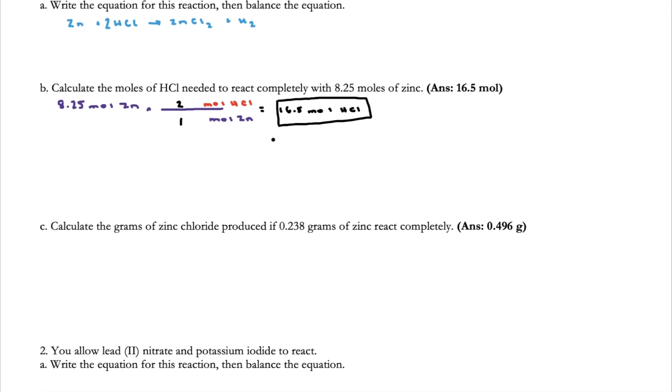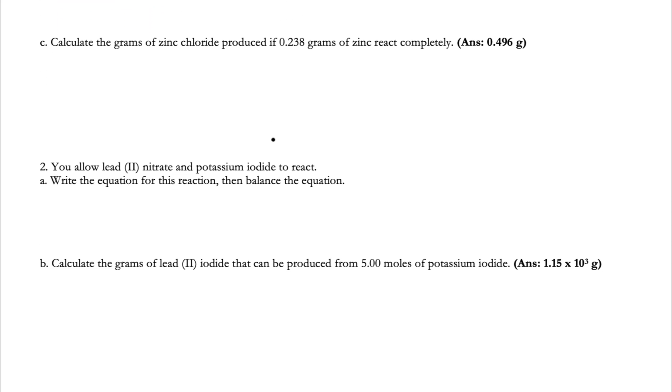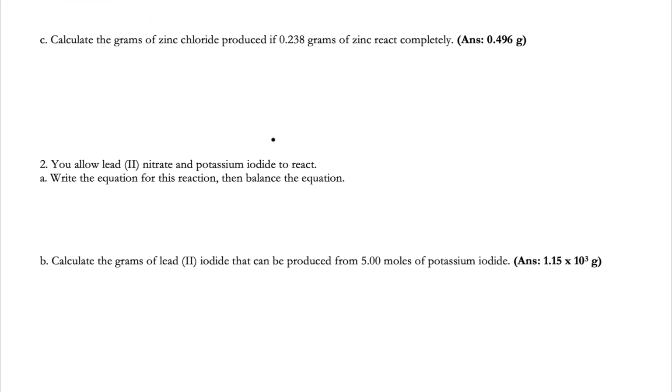All right, let's look at C. It says calculate the grams of zinc chloride produced if 0.238 grams of zinc react completely. So if my given is 0.238 grams of zinc, I want to know how many grams of zinc chloride are going to be produced. I'm going to start with my given, and this is going to be a multi-step problem, so really making sure that you're showing your units and what happens with your units is really important here. So I've got 0.238 grams of zinc. In order to get into terms of zinc chloride, however, I need to first get into moles of zinc so I can use a mole-to-mole ratio.